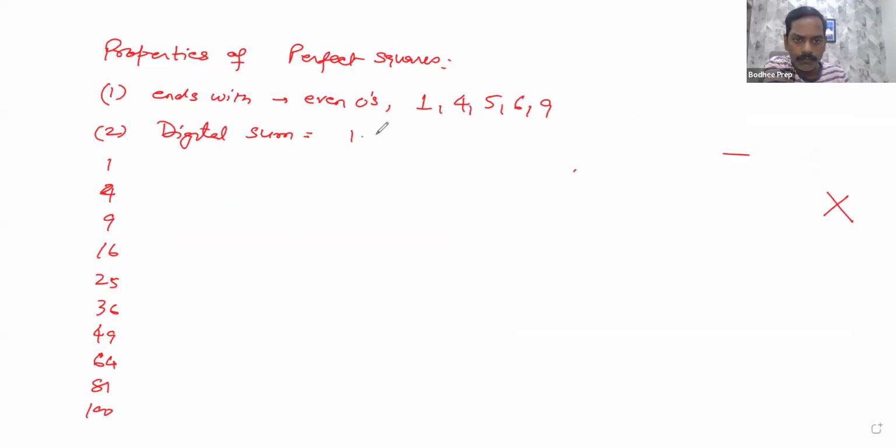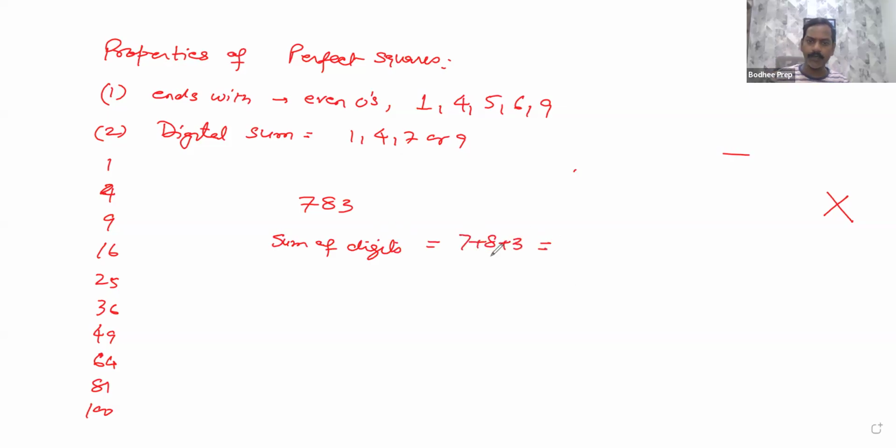Digital sum is always 1, 4, 7, or 9. Now, what is digital sum? If I write any number, 7, 8, 3, and I want to take the sum of digits, what would the sum of digits be? 7 plus 8 plus 3, right? So 7 plus 8 is 15, plus 3 is 18. So this becomes the sum of digits.